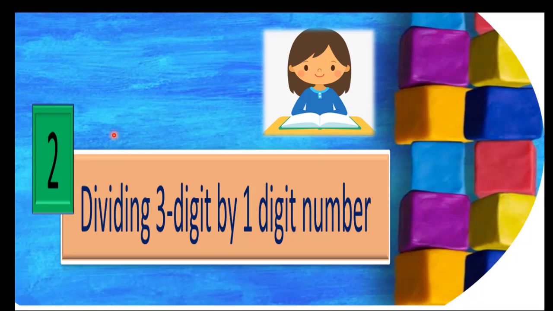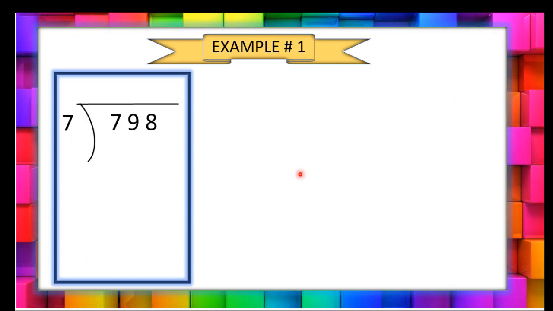Now we will discuss dividing a three digit number by a one digit number. We will discuss this with the help of an example. Example number 1 is here: 798 divided by 7. Here 798 is the dividend and 7 is the divisor. In 798, 8 is at ones place, 9 is at tens place and 7 is at hundreds place. We will use the same steps in this question.